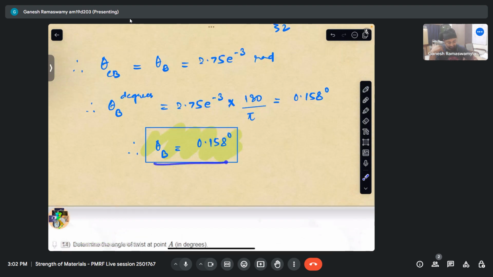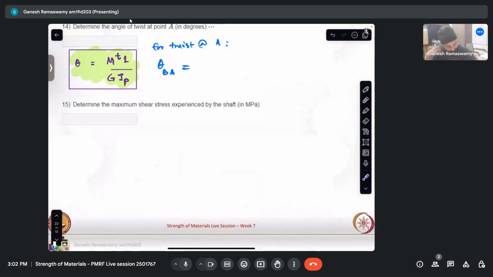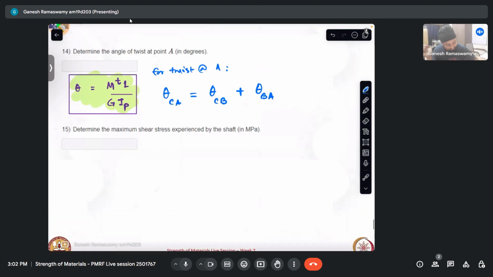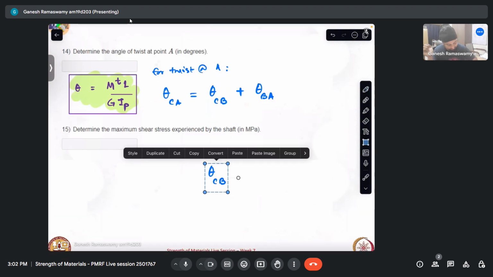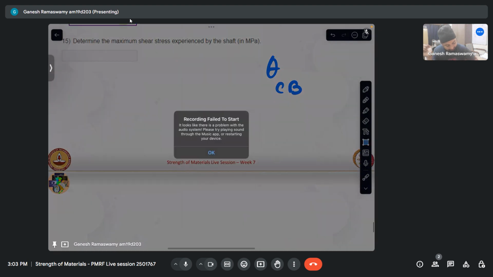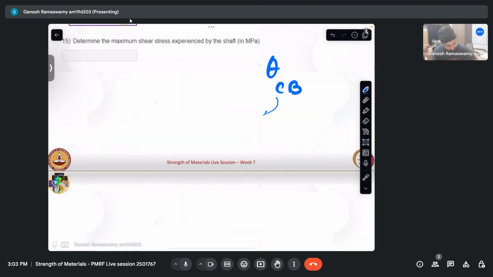So another way to write this: we want the twist at A with respect to the free end, with respect to the fixed end. It is a total twist, which is given by theta C with respect to B plus theta B A with respect to B. So let me just clear out the nomenclature here, otherwise it will be confusing. Theta B with respect to C is, this is fixed and this is with respect to fixed.